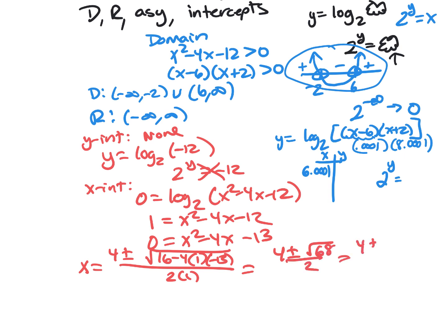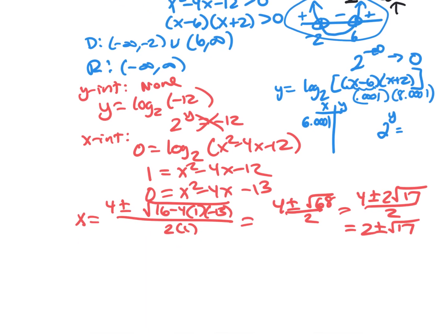So 4 plus or minus 2 can come out. So this is going to be 2 plus or minus root 17. Okay, so what is that about? Well, root 17 is a little bit more than root 16, so we're going to add a little bit more than 4. Let's just estimate that this is around 4.1. It's close enough. So 6.1 would be one x-intercept, and 2 minus 4.1 is negative 2.1. So these are about the x-intercepts.